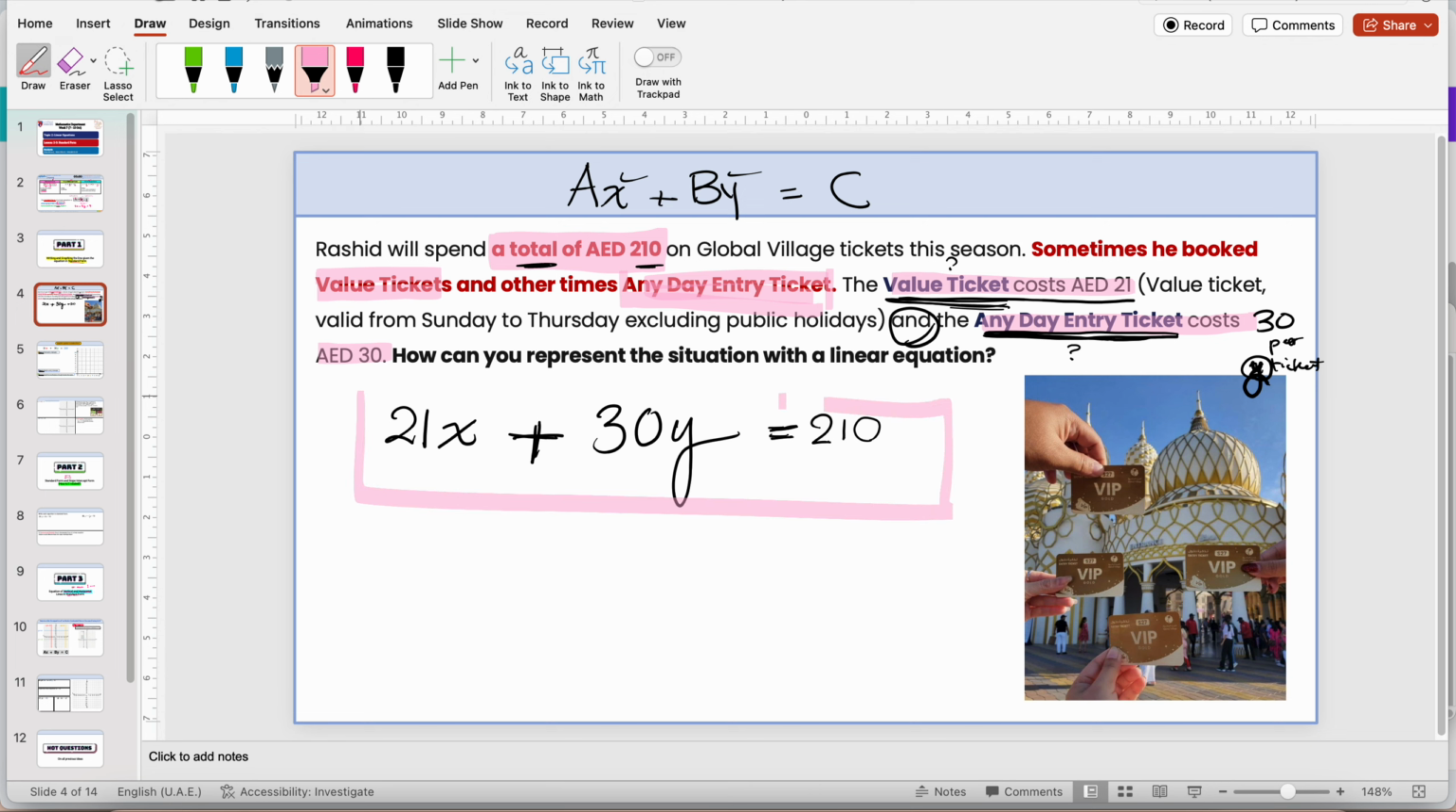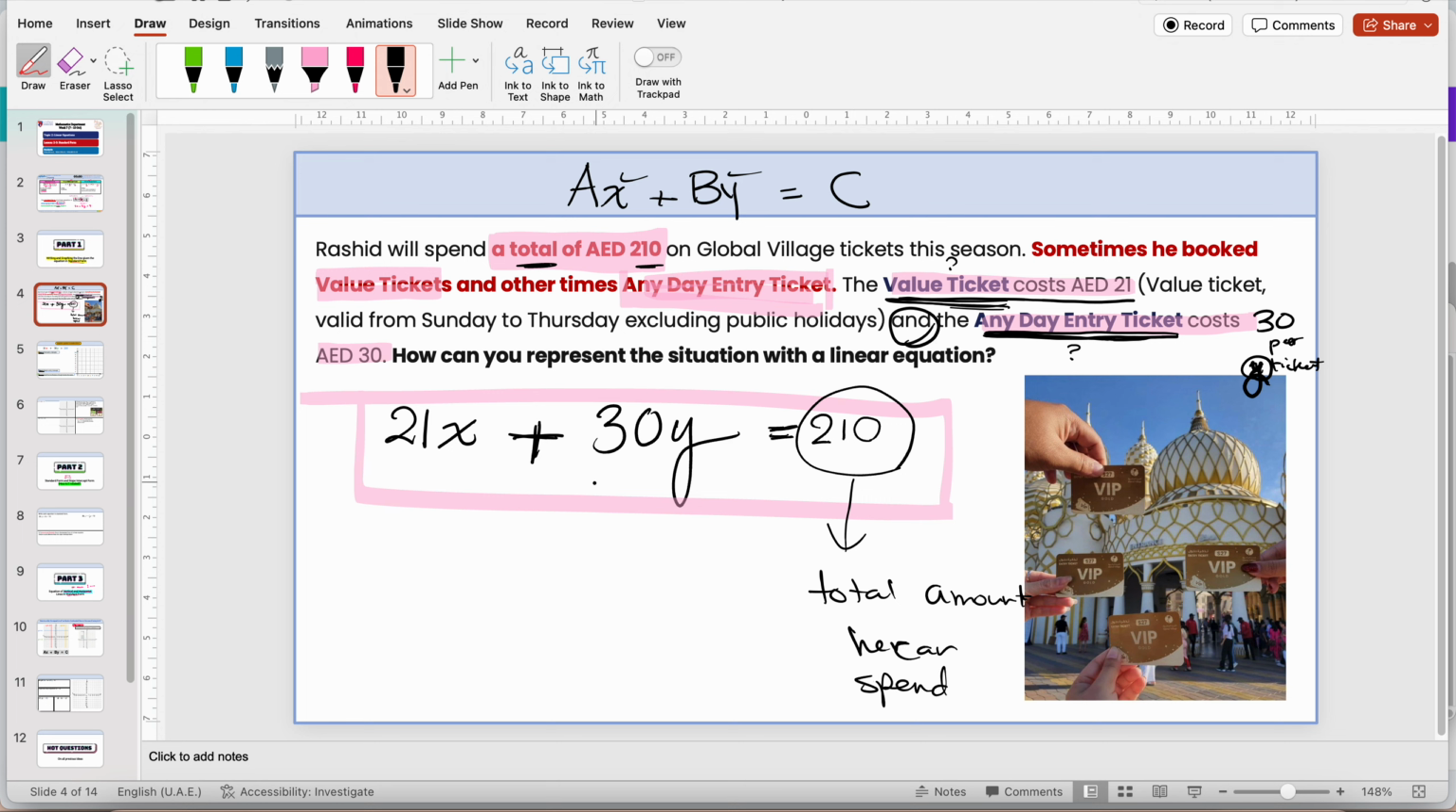Okay. Again, 210. What does it represent? The total amount he can spend. X and Y, they represent different types of tickets. That's why they are different variables. I cannot put X and X. In this case, that's why standard form is useful. And 21 and 30 are basically coefficients, and they represent the price of each ticket for these different categories.